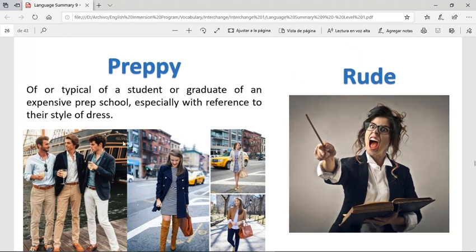These are preppy people. Rude. Rude is when you have no manners, when you act in a bad way and disrespect other people. That is rude.